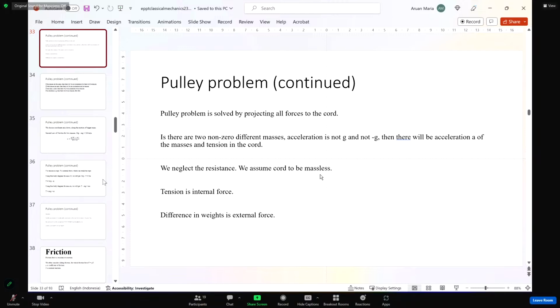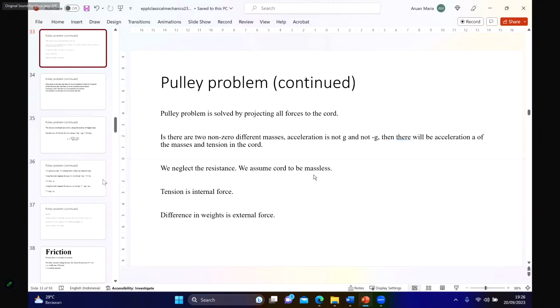Can you see slide number 33? It says we neglect the resistance. We assume the cord to be massless. And of course, it is weightless because it's massless. It means it's weightless because weight will be m times g, and m is equal to 0 for the cord or rope. Therefore, there is no mass. Any other questions? Rope has no mass. Cord has no mass. It's the same, cord or rope. Any other questions?